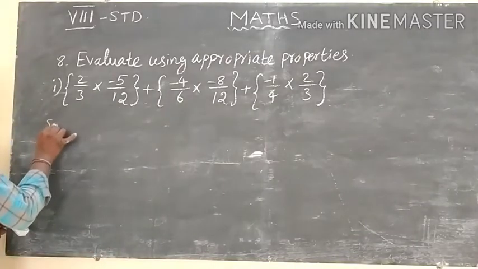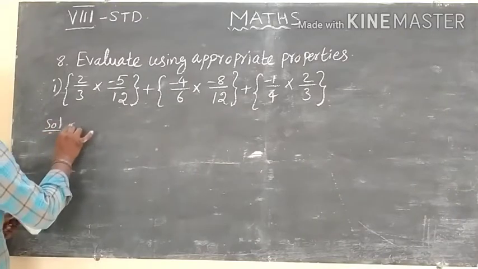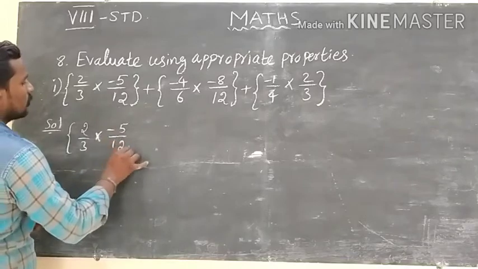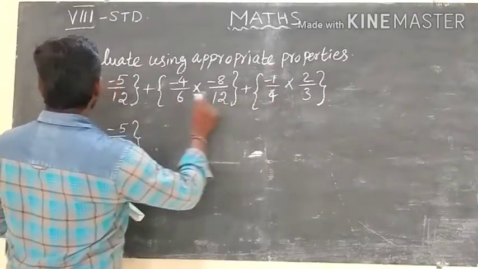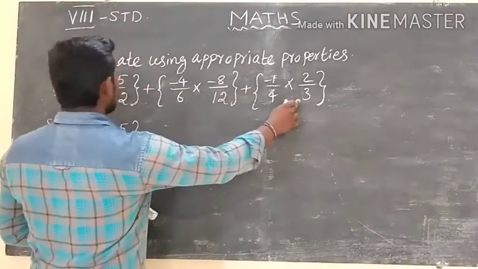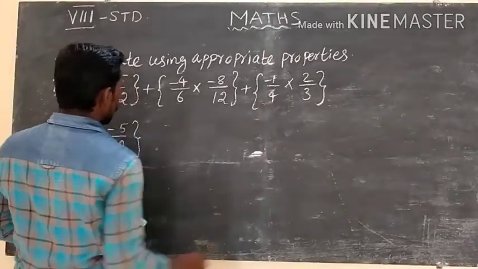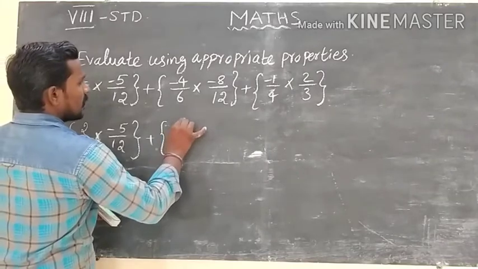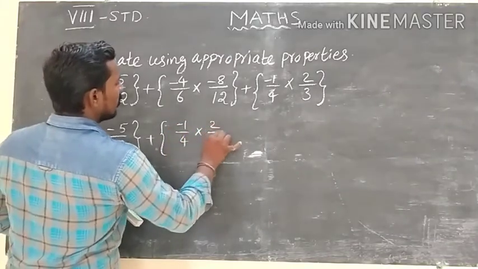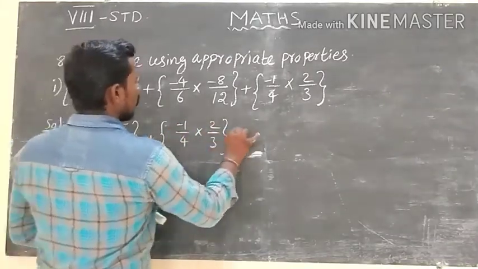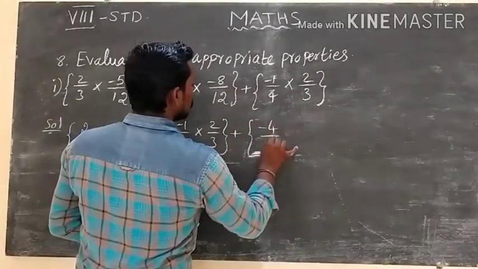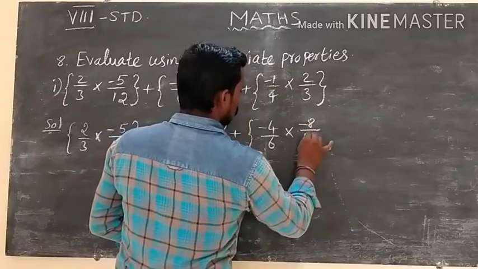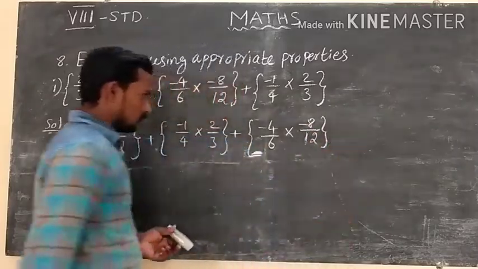First one, the solution. 2 by 3 into minus 5 by 12. Compare the 3 terms. 2 by 3 is 2 by 3. First and last have the same one. So write minus 1 by 4 into 2 by 3. Next write minus 4 by 6 into minus 8 by 12. That's all.